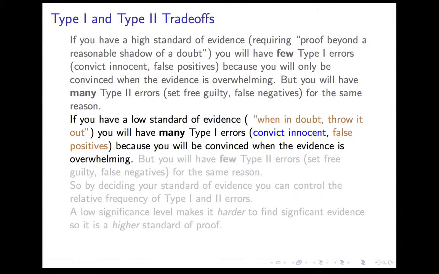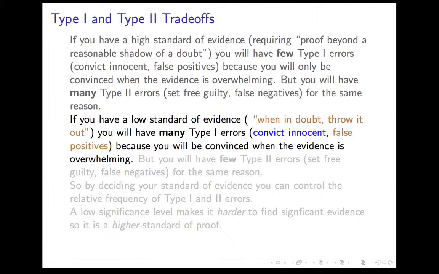That would be a terrible thing for the HIV test. If you only threw out blood when you were absolutely convinced it was bad, you'd be letting through a lot of bad blood, causing lots of disease. So what you need there is a low standard of evidence. The sort of cheeky phrase is, when in doubt, throw it out. If there's any chance that this blood is tainted, you should throw it away. You should assume that it's guilty until proven innocent.